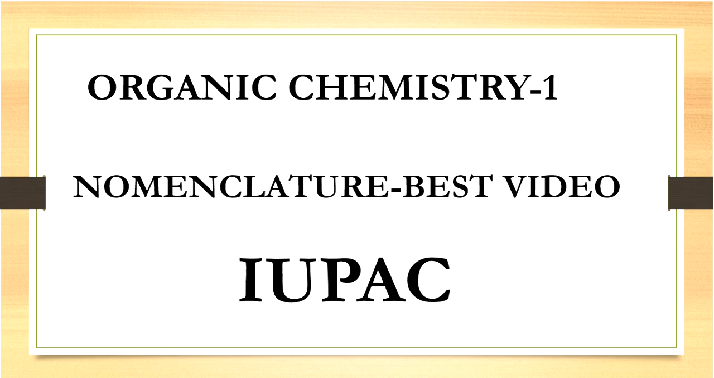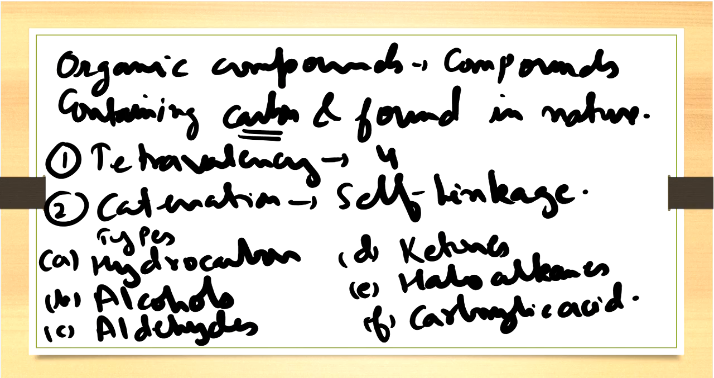Now I am starting with organic compounds. What are organic compounds? Organic compounds are those compounds which have carbon in them and which are found in nature. A carbon molecule should be present there, so it will be an organic compound.